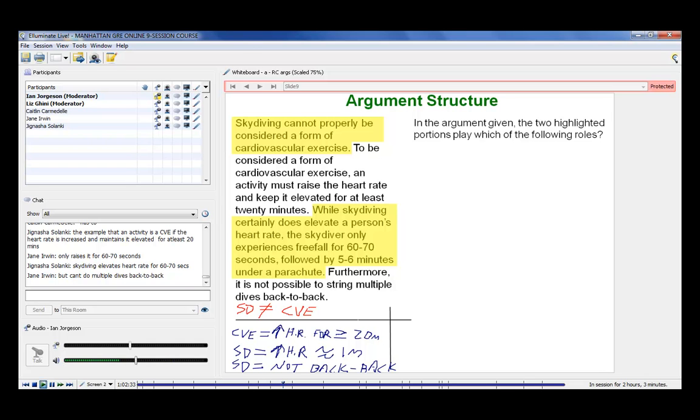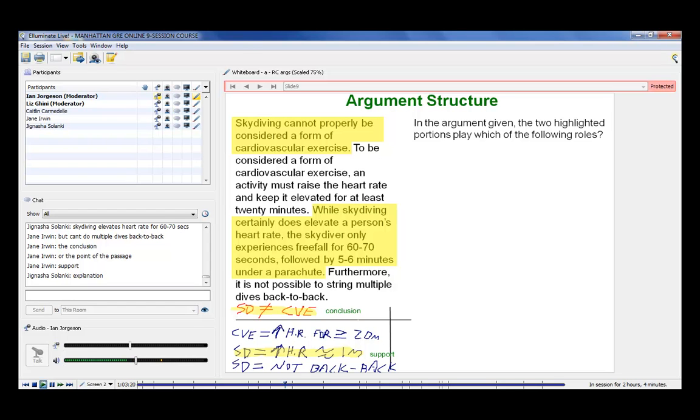All right, so here's what I want to do. We've been given this question that asks us what the roles of these are. Let me highlight what's actually highlighted. So that's highlighted, and that's highlighted. So you guys tell me, what's the role of the first highlighted portion? Okay, and what's the purpose of the second part? What does the second highlighted portion do? Yeah, it simply supports the conclusion.